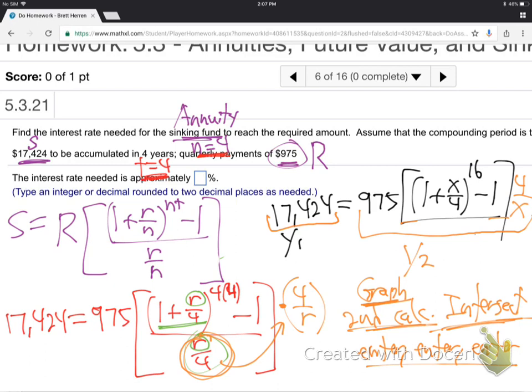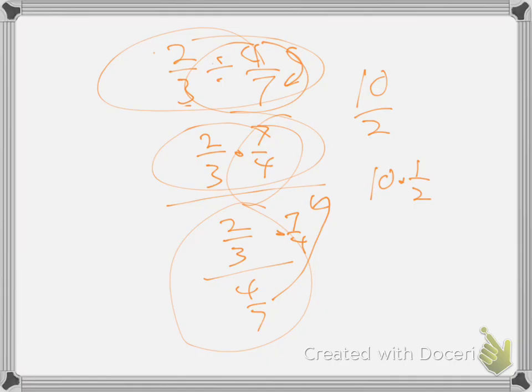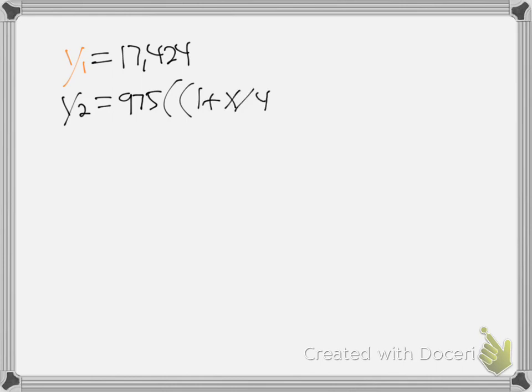All right, if you've got that written down, you guys got that copy down? I'll do it on the graphing calculator with you. Let me write that out even more clearly. So y1 is going to equal, what's y1 again? 17,424. And y2 is going to equal 975, double parenthesis, 1 plus x over 4, close the parenthesis to the 16th power, minus 1, close the parenthesis, times 4 over x.